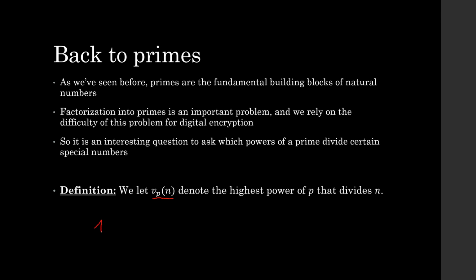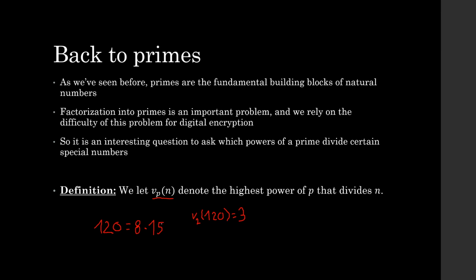We're going to let Vp of n denote the highest power of p that divides n. So for example, if I take the number 120, you'll notice that 120 is equal to 8 times 15. That's one way to write it. And so we know that the highest power of 2 that divides 120, and 2 is a prime, is 3. So that means that V2 of 120 is equal to 3, because 2 to the 3 equals 8.